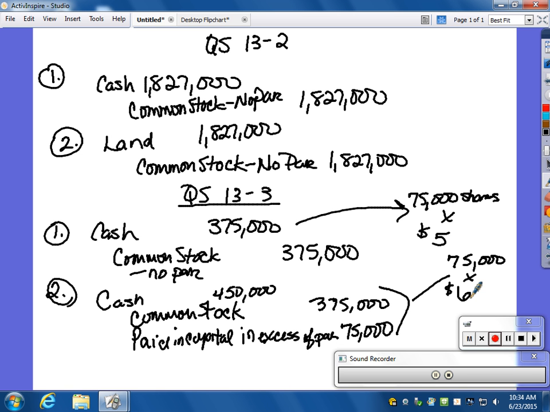Good. Quick Study 13-4. Prepare the journal entry to record Javante Company's issuance of 36,000 shares of its common stock, assuming the shares have A, $2 par value, and sell for $18 cash per share. And then B, $2 stated value and sell for $18 cash per share. So the first one, we have to prepare a journal entry to record them issuing those 36,000 shares at $2.